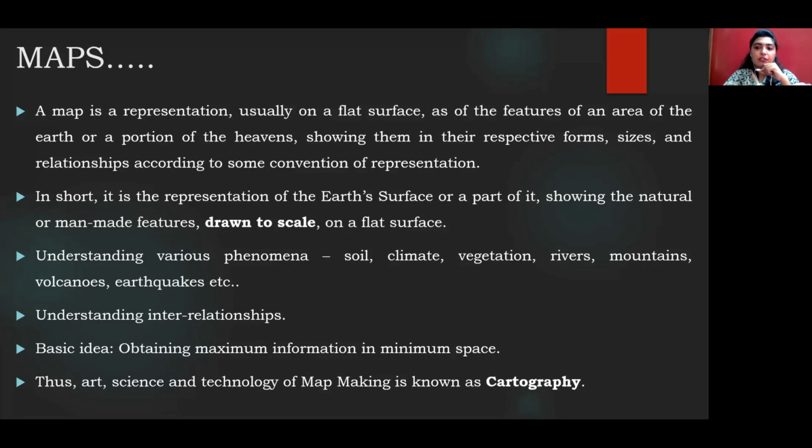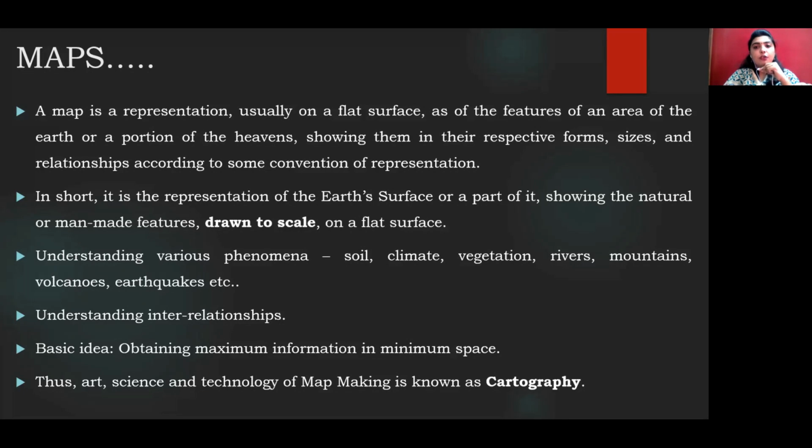Whenever you look into a map, you will always find something written as 1 centimeter is equal to 2 kilometers, or it is written as 1 is to 250,000. All these are nothing but scales. So it shows that maps are always drawn to scale.